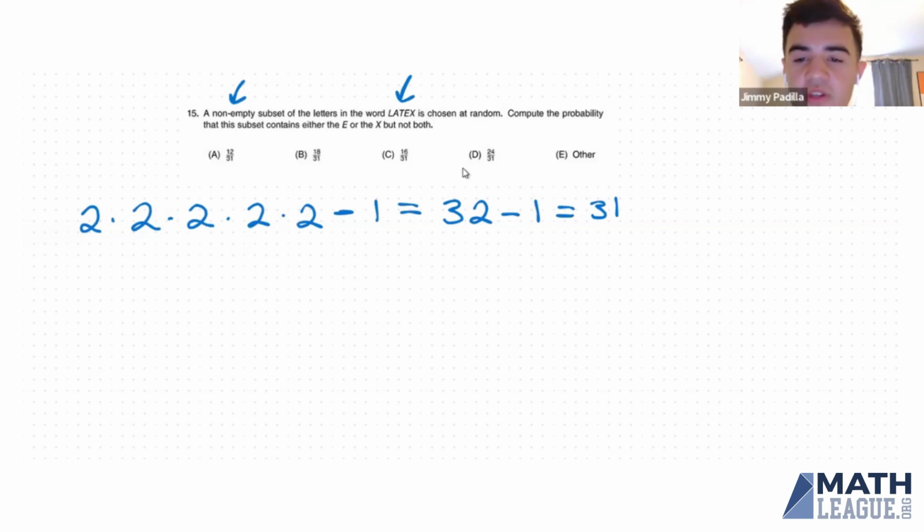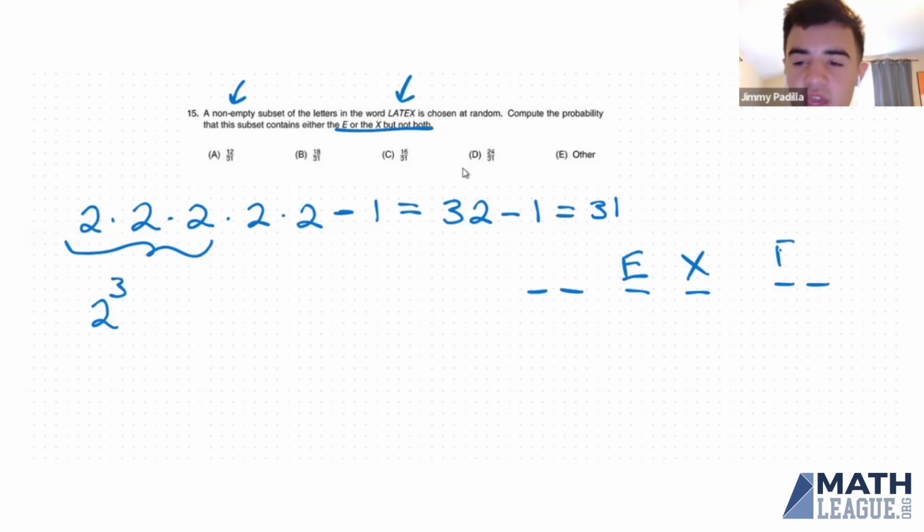Then we need to compute the number of possibilities which contain either the E or the X, but not both. In this case, the L, the A, and the T still have the same number of possibilities. There's still going to be 2 to the 3, or these 3 2s here, right? But for the last 2 letters, E and X, there are 4 possibilities. We either don't have either of them, we have the E, we have the X, or we have both the E and the X, right?